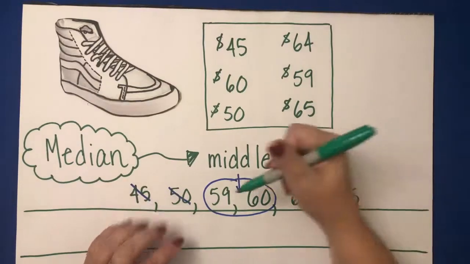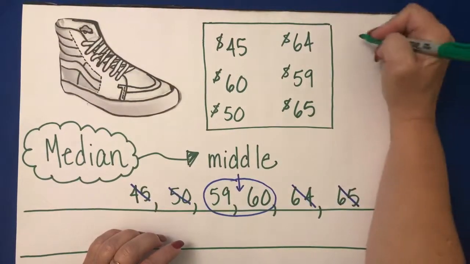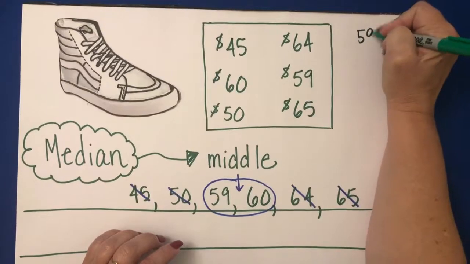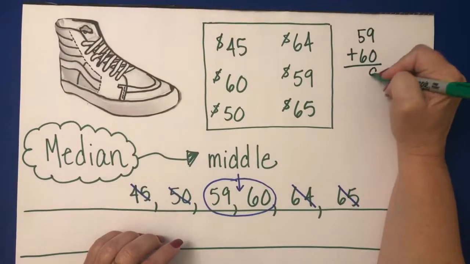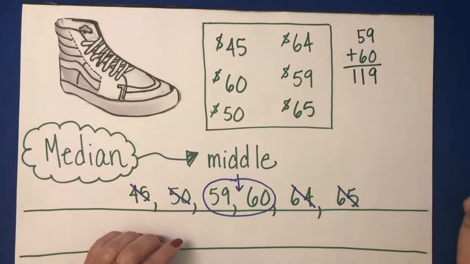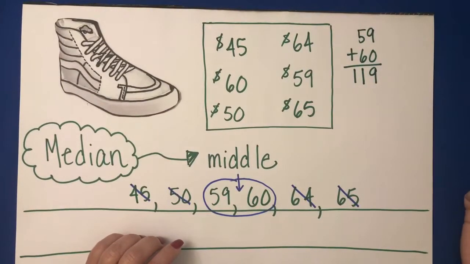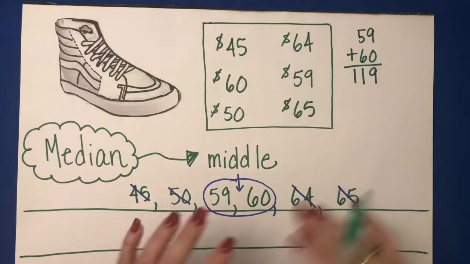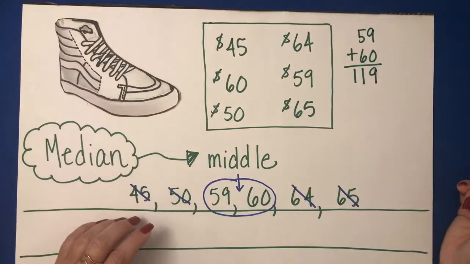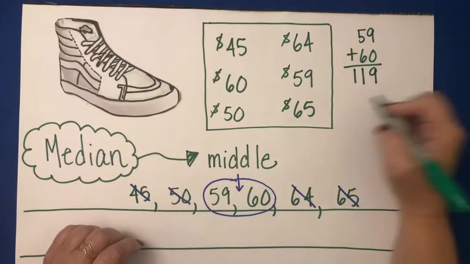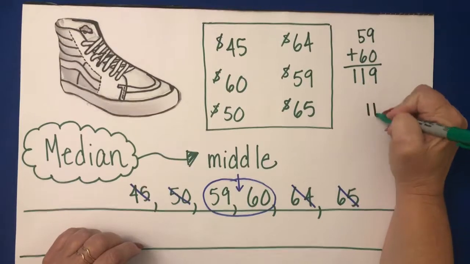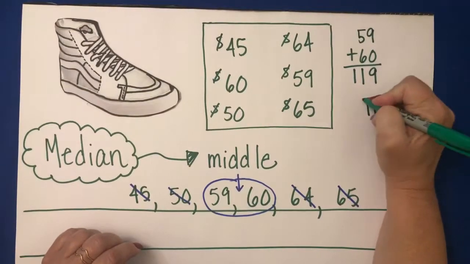and then I'm going to show you up over here. So what we do is we grab the two numbers and then we just add them together. So I get 119. And then what I'm going to do with this now is just divide the whole thing in half to find out exactly what is the middle between 59 and 60. Okay, so 119 divided by 2.